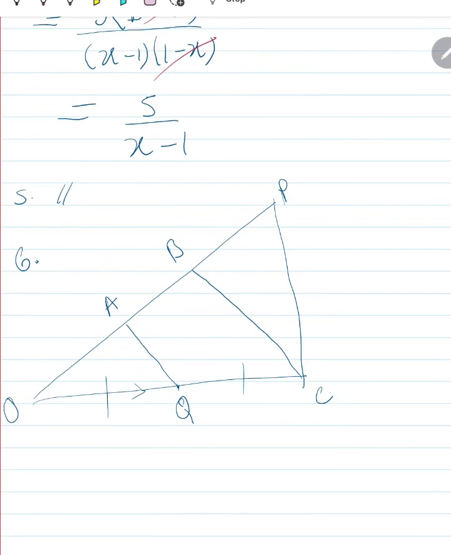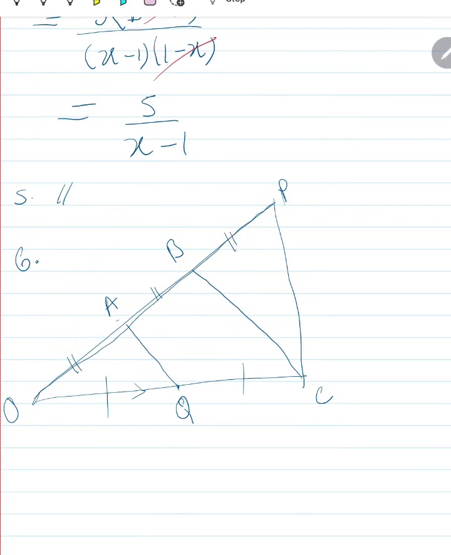Okay, now OABP is a straight line. Okay, so this is a straight line. We know that this is a straight line, no problem. And then we have been told that OA and AB and BP are equal. Wow. So this length and this length and this length are equal.